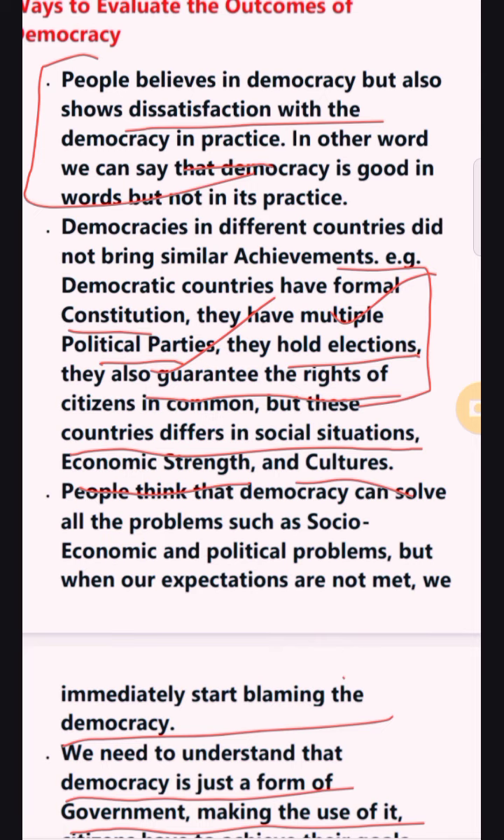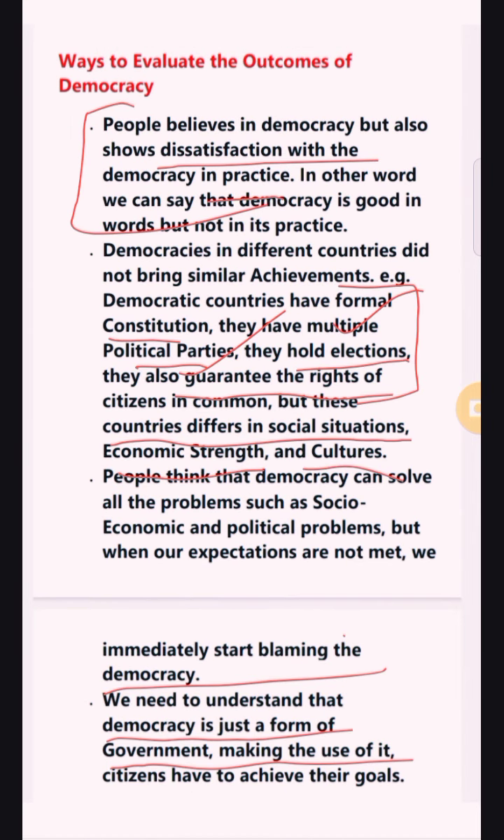Okay, so this is about how we can evaluate the outcomes of democracy. So how a question comes from this and how you need to attempt that, we will be discussing in the next video. And from the next class we will be discussing, starting with the outcomes, the first of which is accountable, responsive and legitimate government.